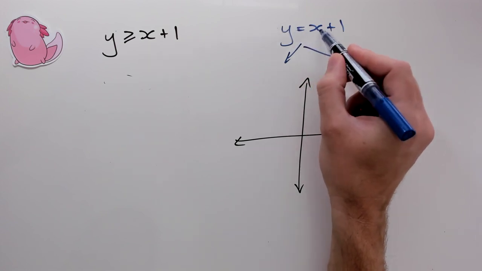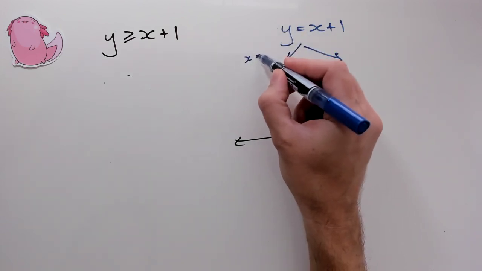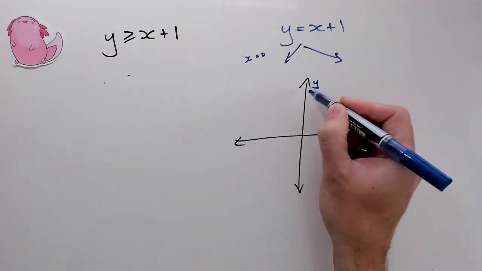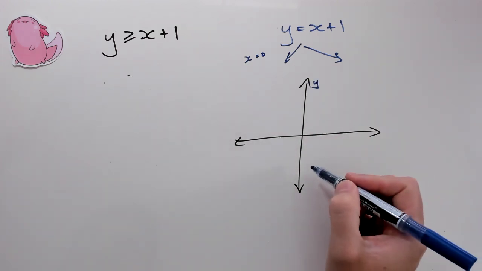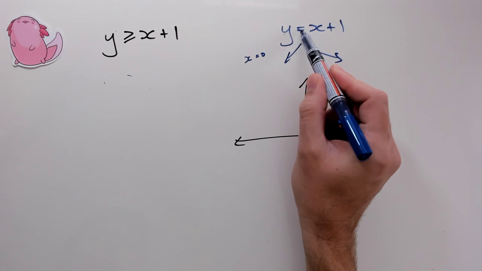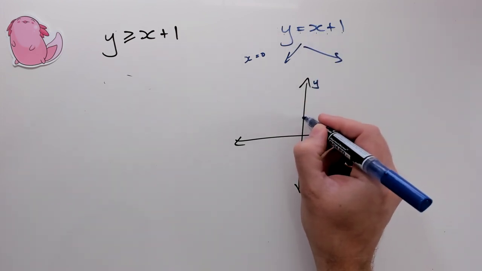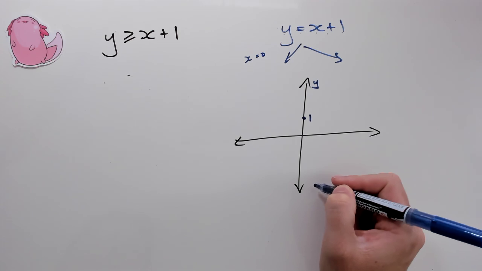To find the y intercept, I'm going to make x 0. So x is going to be 0 at my y intercept, because this is y, and everywhere on this line x is 0. So y is 0 plus 1. So y is 1. So I just go look for 1, and then I draw a little line there.